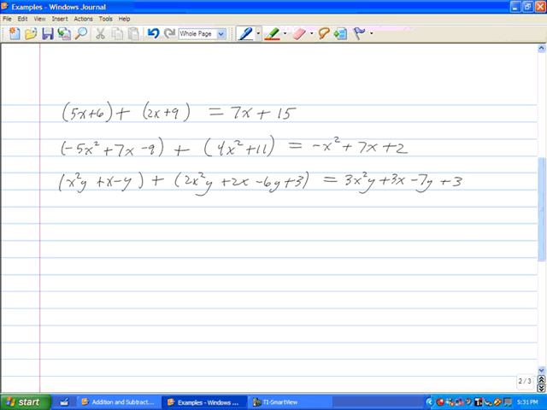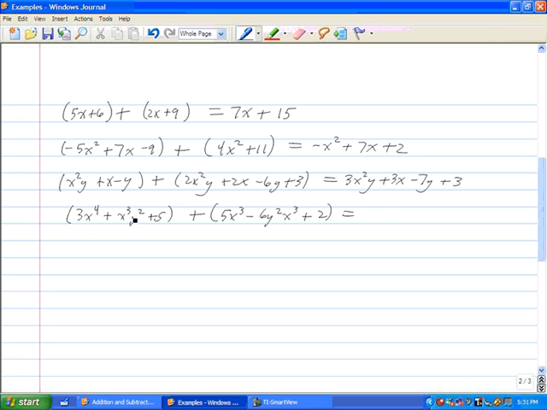So x's will be added to x's, y's to y's, x squares to x squares, x squared y to x squared y. Now, one thing that you should not allow to confuse you, if I had a 3x to the 4th plus x cubed y squared plus 5, and I was going to add to that a 5x to the 3rd minus 6y squared x cubed plus 2. Let's see what we have.